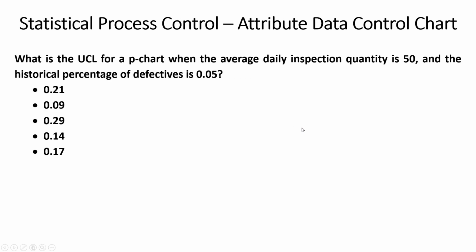So let's stay here in SPC, but obviously let's move on to the attribute data control chart, or the P chart. So let's read our statement. What is the upper control limit for a P chart when the average daily inspection quantity is 50 and the historical percentage of defective units is 0.05 or 5%? Again, we just want to start by saying, what type of problem is this? And it's pretty clear in the problem statement that this is a SPC question on the P chart.